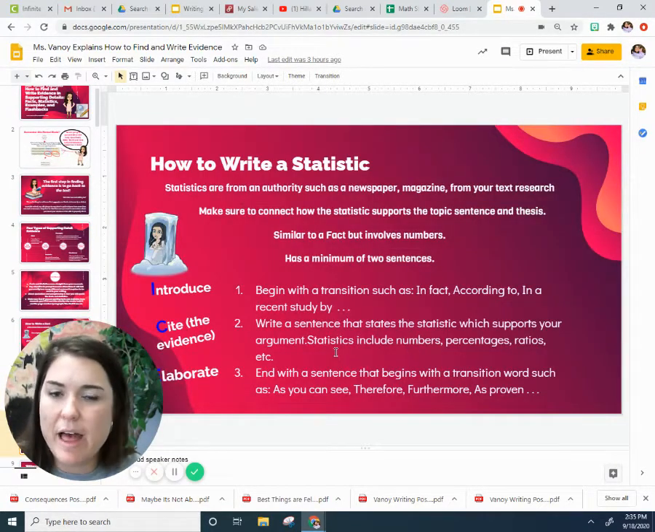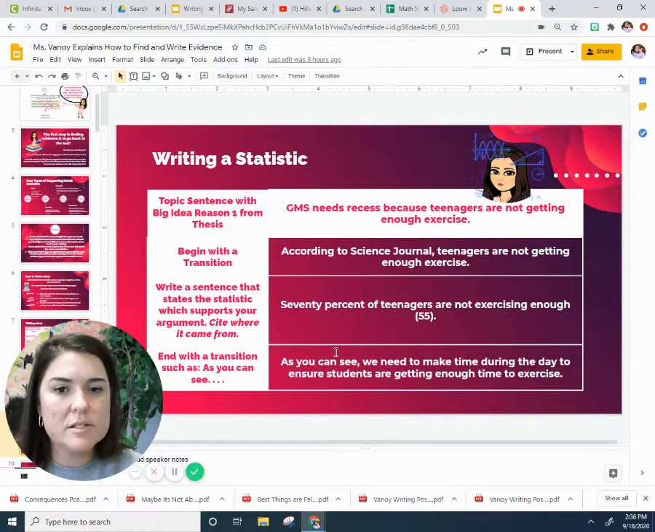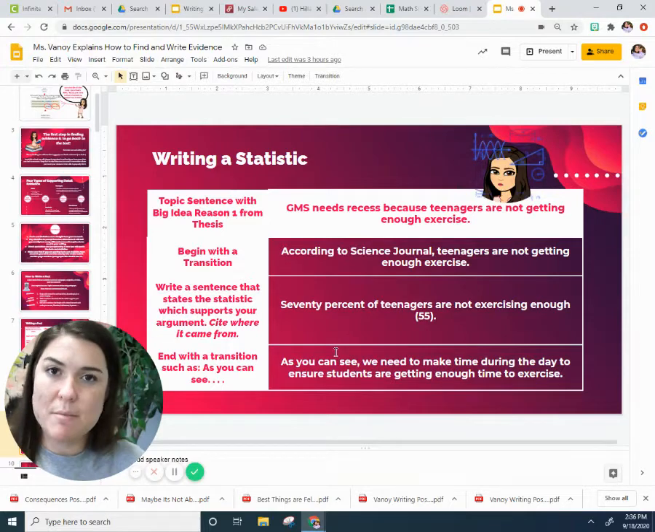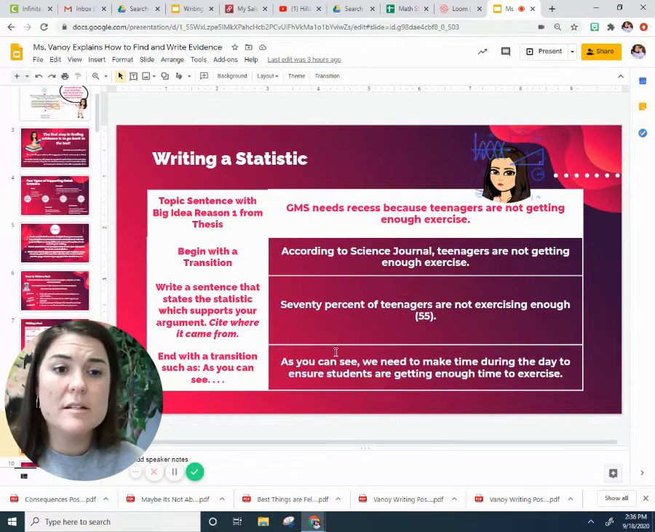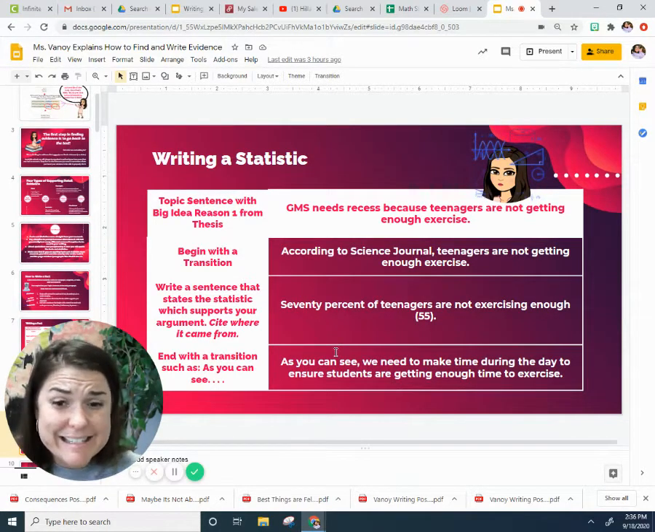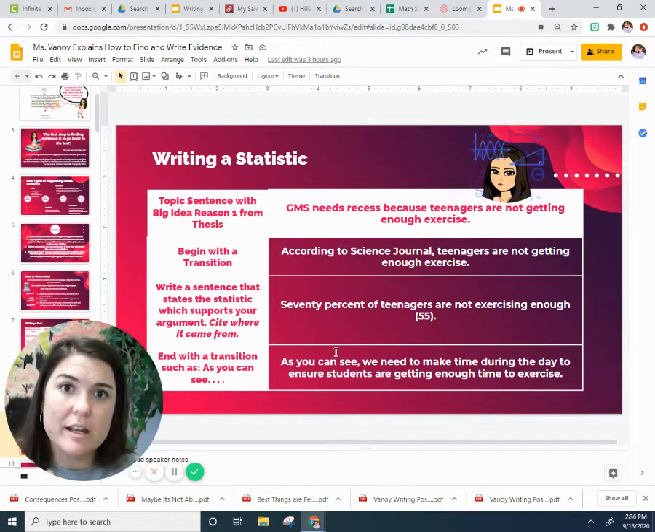Statistics, again, are like a fact, but they have numbers. You begin with that transition, you write a sentence with that statistic, and you end with something like therefore, furthermore, as proven, and so on. Again, to support that GMS needs recess because teenagers are not getting enough exercise, I went back to my text, and I found a statistic that said, according to the Science Journal, 70% of teenagers are not exercising enough. That's a percentage that tells us exactly how many teenagers are not getting enough exercise, which supports my main topic sentence.